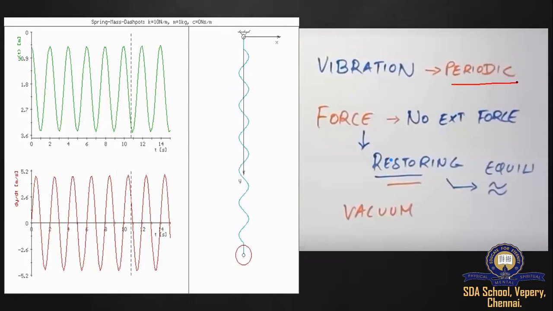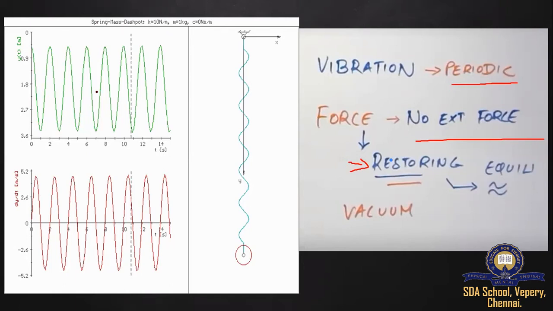So we have a periodic vibration, but there is no external force. Instead, what is acting here is a restoring force. What is meant by restoring force? Before I tell you that, let's see an example of free or natural vibration. Here the amplitude is constant, as you can see. It is 1 everywhere throughout the oscillation. There is no change in amplitude, and it is of course periodic.